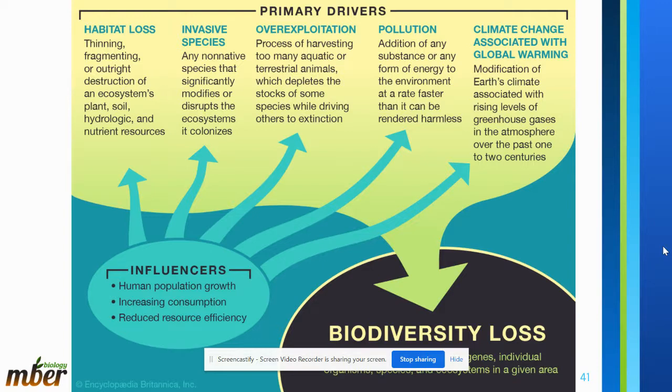Invasive species is an animal that takes over because it's non-native. Overexploitation, overtaking advantage of something. Pollution, producing waste and releasing it into the atmosphere. And finally, climate change associated with global warming. We're affecting each of these in different ways.